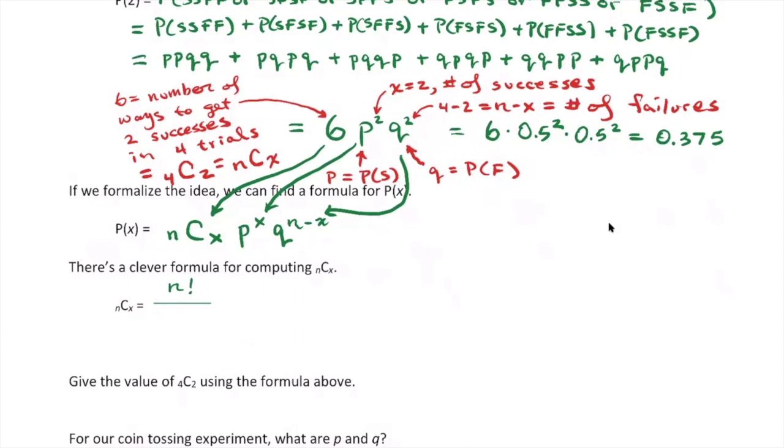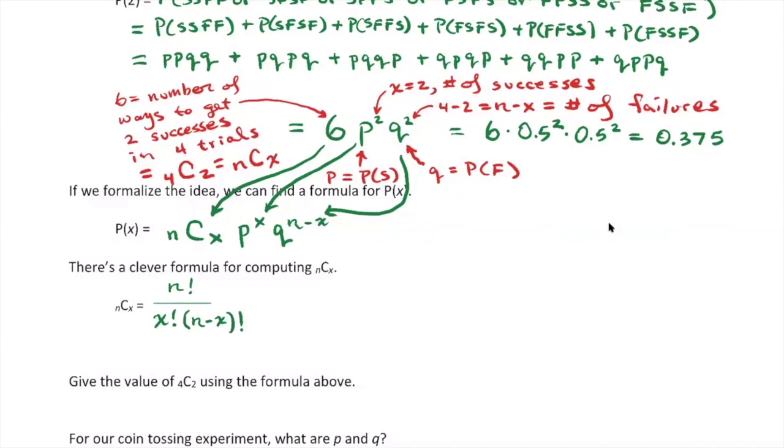Over X factorial. N is the number of trials. X is the number of successes. And then you also have to divide by the number of failures, which is N minus X with a factorial. Okay. And just factorials, you just multiply the number times the number minus 1 times the number minus 2 all the way down to 1.